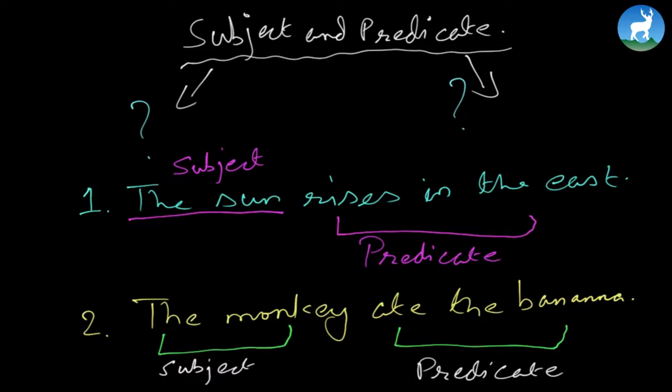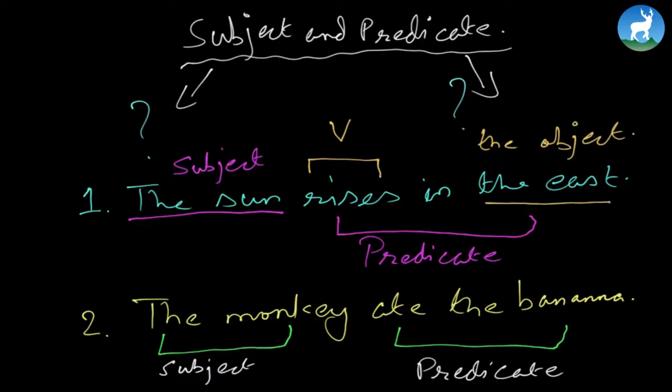Here, the subject is usually and always followed by a verb. So let's figure it out. Here in this case, rises, the action, is the verb. And what follows after the verb, which defines the action of the subject, is what we call the object. So what rises in the east is the sun. The object is always answering the subject.